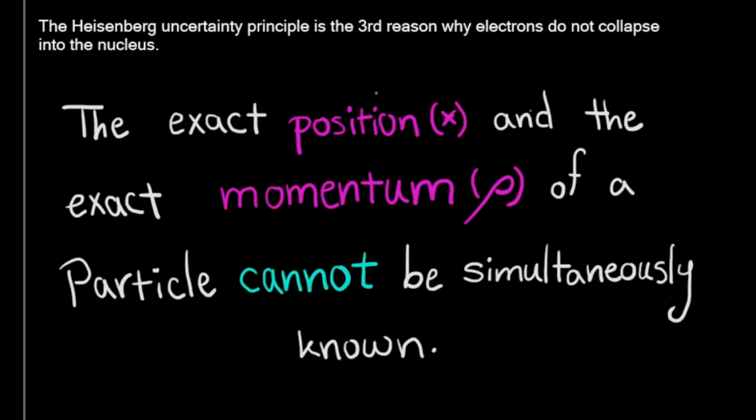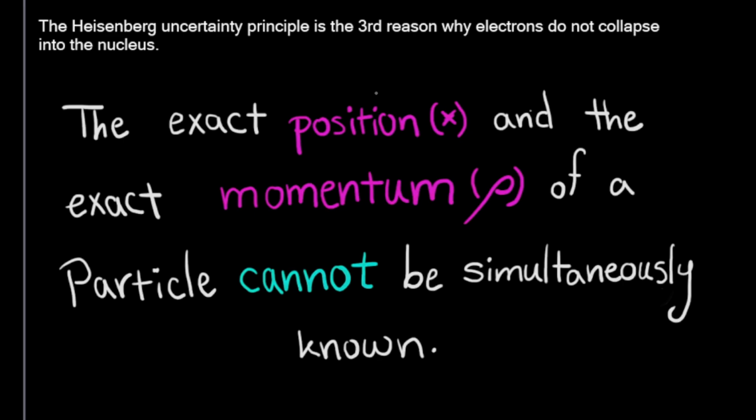The third reason why electrons do not crash into the nucleus is because of Heisenberg's uncertainty principle. This principle states that one cannot know the position and the momentum of an electron at the same time. So if the momentum of an electron is known, the position of that electron cannot be known for certain. The exact position and the exact momentum of a particle cannot be simultaneously known. Electrons are always moving and they follow a wave-particle duality.